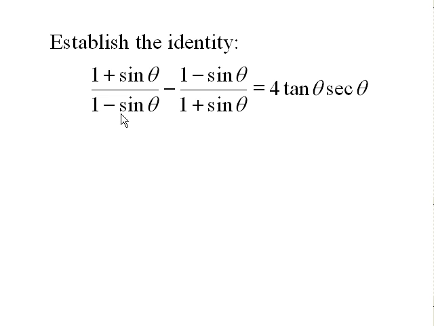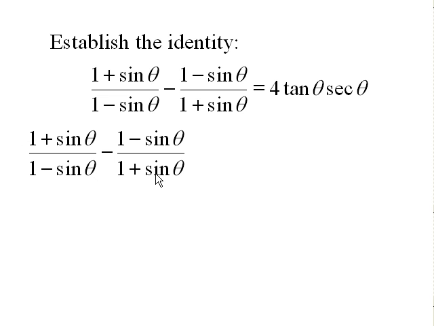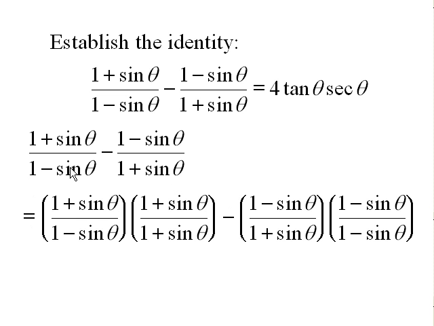Common denominator for 1 minus sine theta and 1 plus sine theta would be the product of those two things. So I'm going to multiply the left-hand side through by 1 plus sine theta over 1 plus sine theta for the first term, and 1 minus sine theta over 1 minus sine theta for the second term. That'll make both terms in that combination of fractions have a denominator of 1 minus sine theta times 1 plus sine theta.